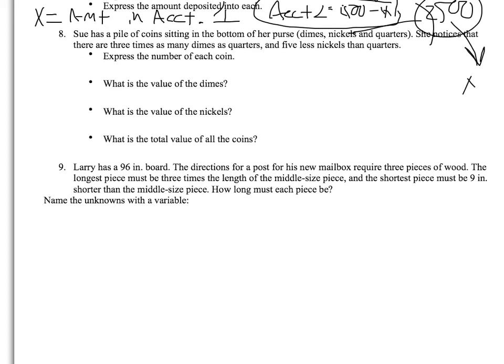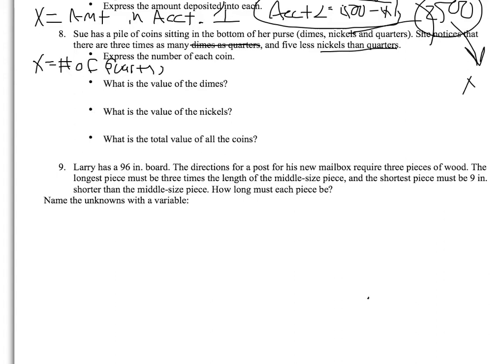So now for the last two. Sue has a pile of coins sitting in the bottom of her purse. They're dimes, nickels, and quarters. She notices that there are 3 times as many dimes as quarters and 5 less nickels than quarters. So, first we want to express the number of each coin. Because we're basing the number of dimes on our quarters and we're basing the number of nickels on the quarters, we're going to let X equal number of quarters.